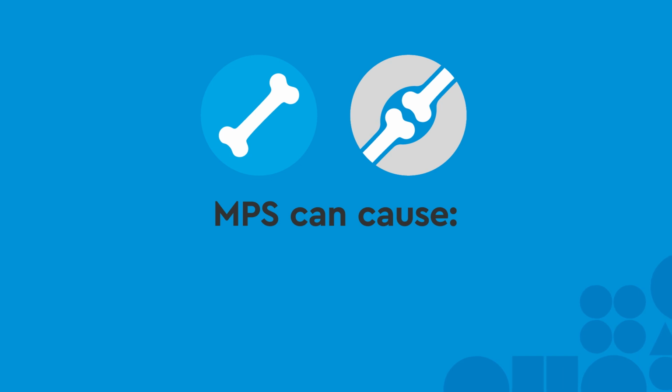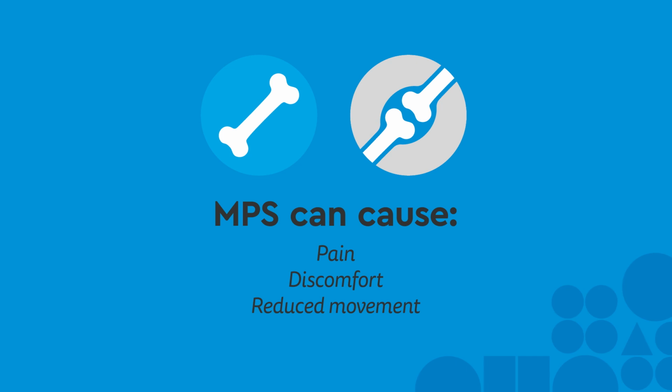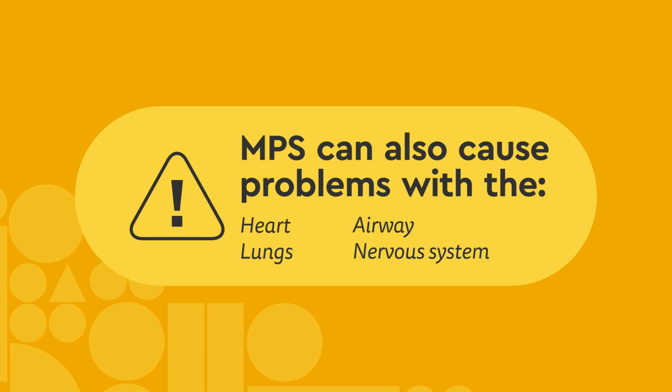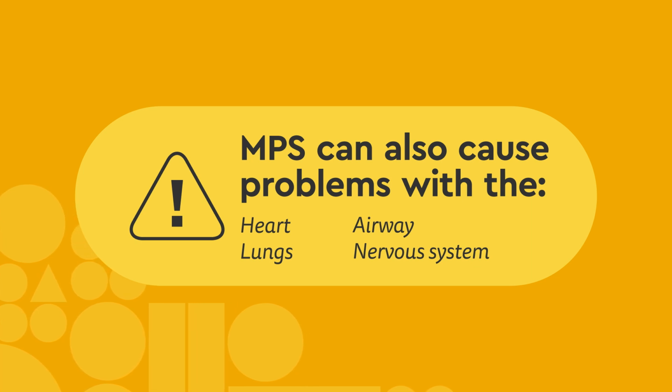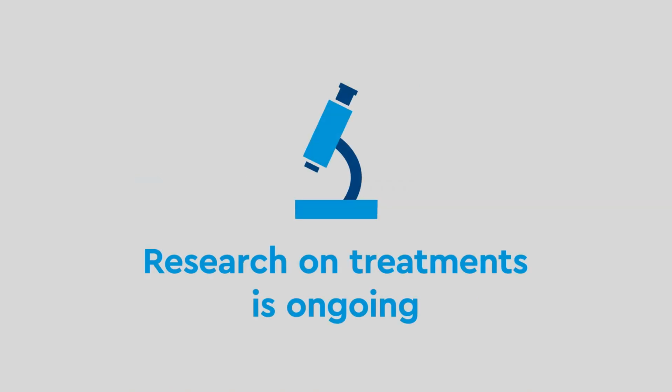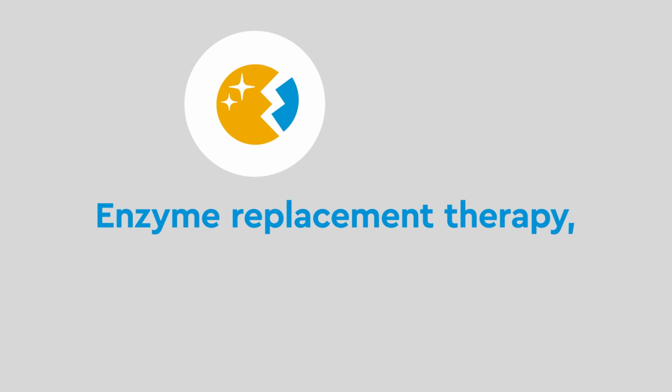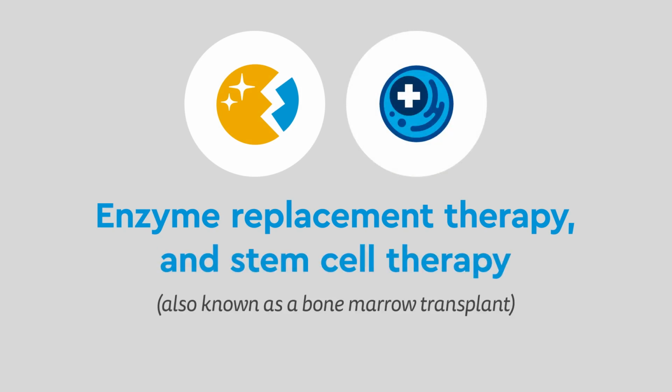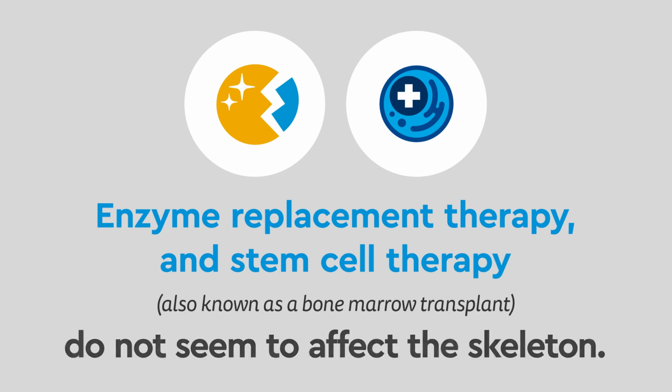Altogether, the effects of MPS on the bones and connective tissues can cause pain, discomfort, a reduced ability to move, and many other symptoms. MPS can also cause problems with the heart, lungs, airway, and nervous system, which need to be seen by specialists like those in our Inherited Metabolic Disease Department. There is no cure for MPS. However, research on treatments is ongoing. Current treatments include enzyme replacement therapy and stem cell therapy, sometimes known as a bone marrow transplant. However, these treatments do not have a major effect on the skeleton.